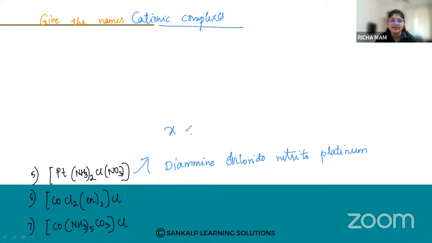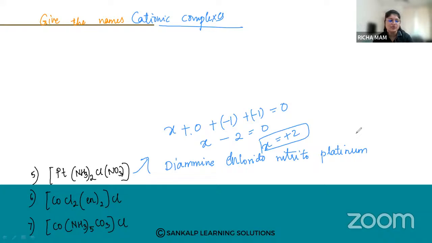So platinum is X, plus ammonia is 0, plus chlorine is -1, and NO2 is also -1, equals 0. So X minus 2 equals 0. So X is equal to +2. Okay. So the charge on this is platinum 2. Very good. Fine. So let us go for the next one.